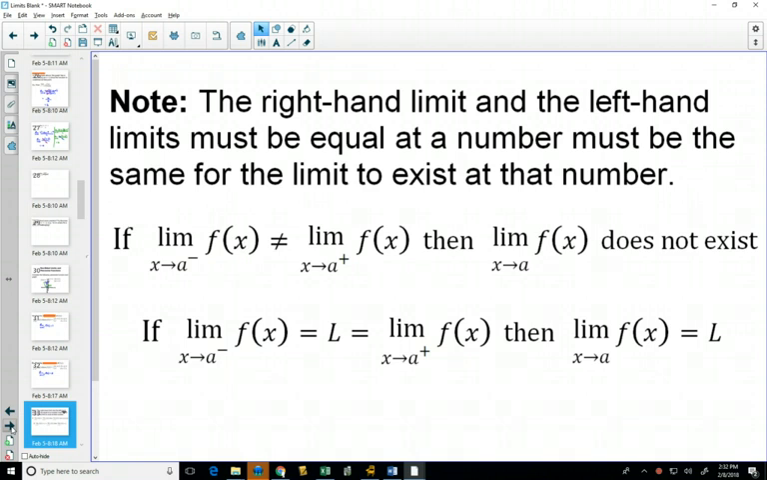If the left-hand limit does not equal the right-hand limit, then the actual limit as you go to that value doesn't exist. But if the left-hand limit and the right-hand limit are both equal, then the limit does exist. So you can make all sorts of interesting graphs that are still functions.